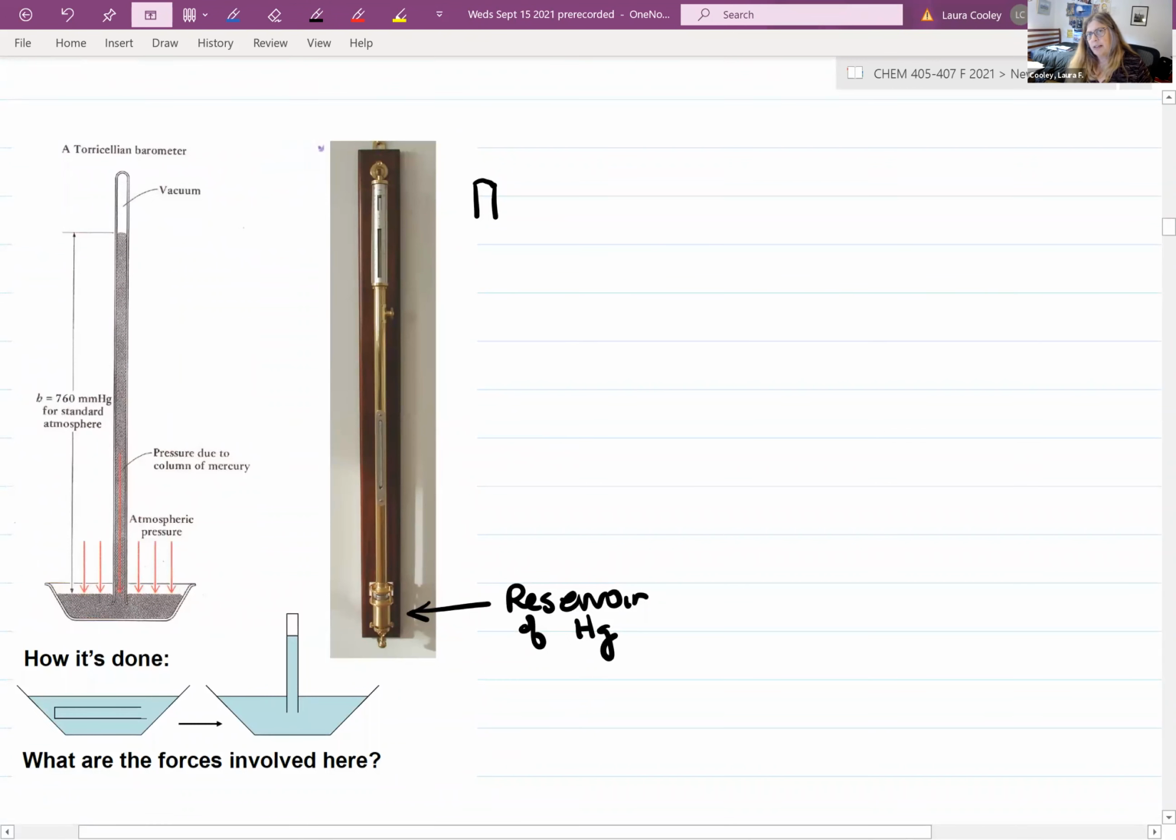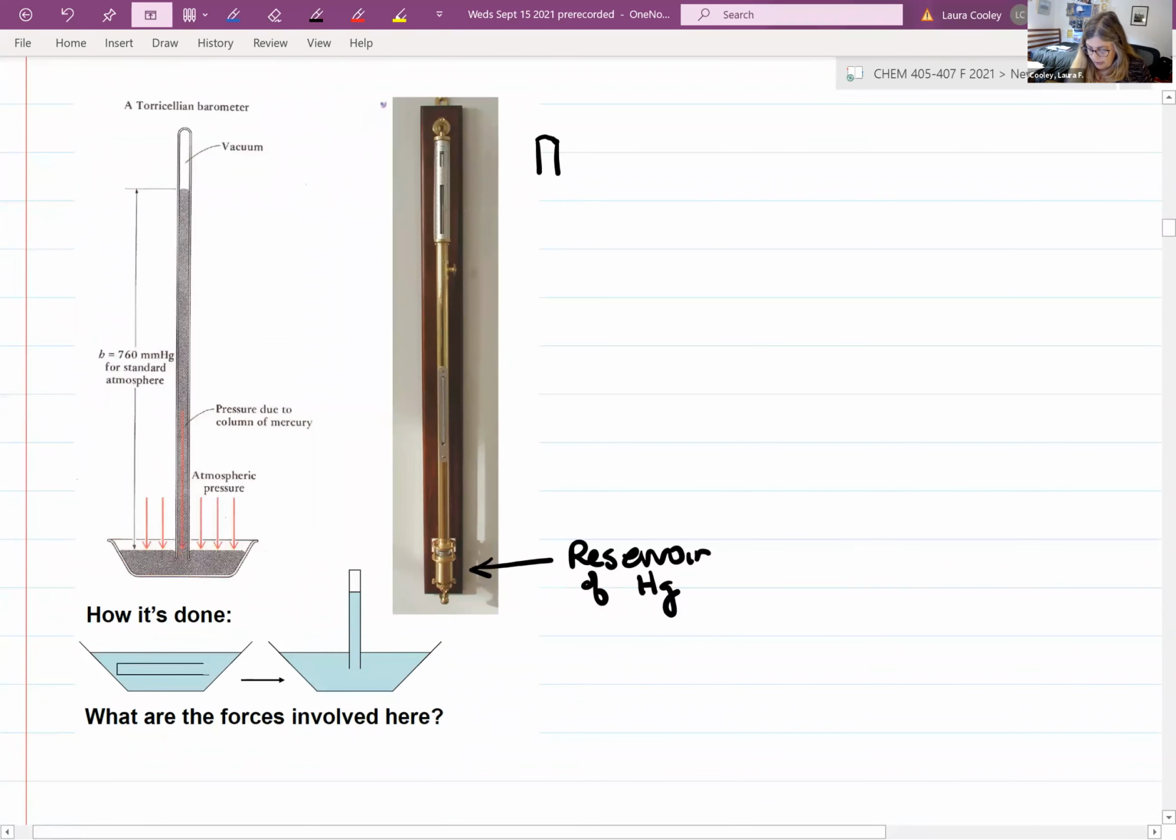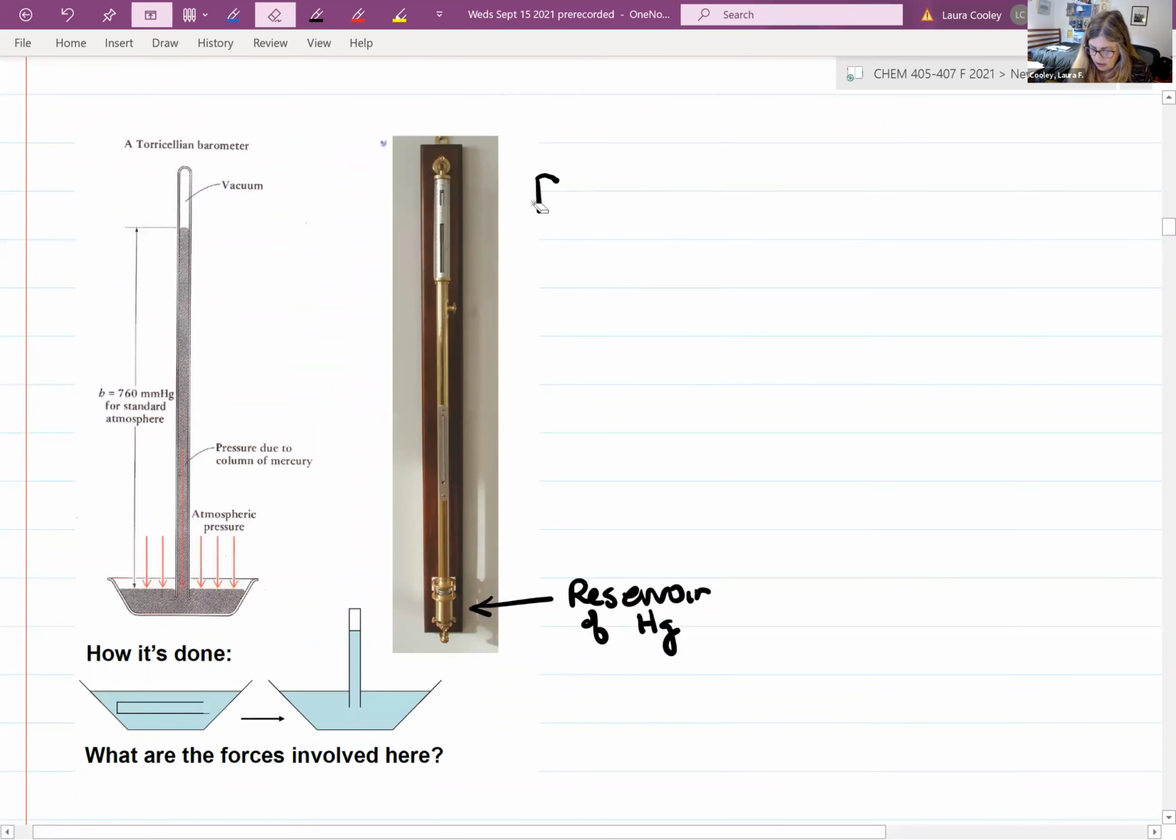It's not like water that's attracted to the glass in the burette, and so it coats the glass in the burette. So water has a meniscus like this. Mercury has a positive meniscus because it is not attracted to what it's in, to the metal of this container. But anyway, so this is a barometer.